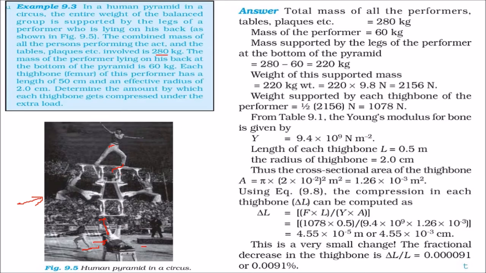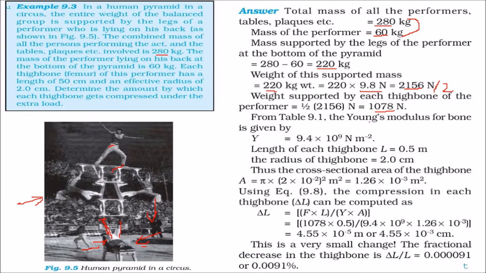So how are we going to do this? The total mass of all the performers, tables and planks is 280 kg, and the mass of the performer is 60 kg. So what is the mass supported by the legs of the performer at the bottom of the pyramid? We have to subtract these two: 280 minus 60, that is 220 kg. Now what is the weight of this supported mass? Because this is only 220 kg, we have to find the weight, since gravity is also working downwards. So 220 into 9.8 gives you 2156 Newton. The weight supported by each thigh bone, because there are two thigh bones, we divide by 2, so we get 1078.